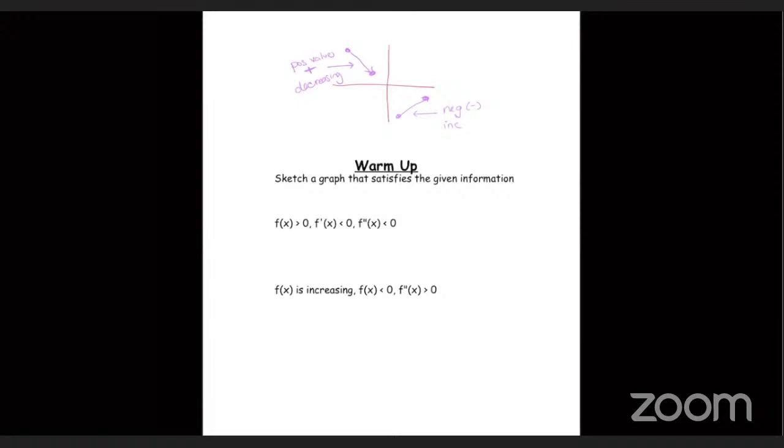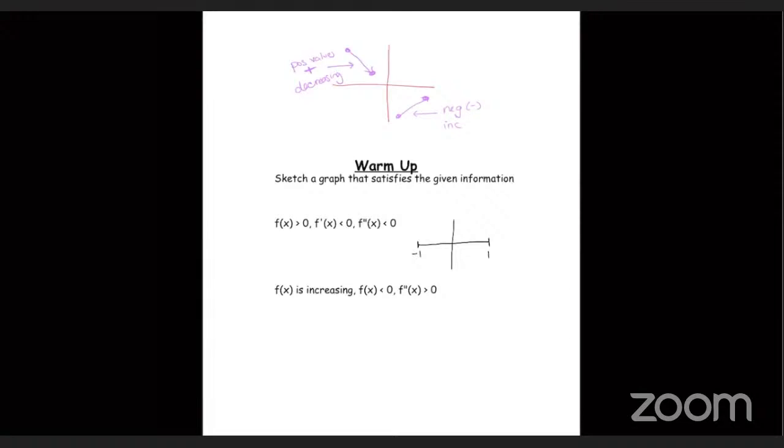So on that note, going to our warm-up here, it says we are going to sketch a graph that satisfies the given information. And I'm going to guide you to how you're going to do this on your assignment today, since I'm not there to help you. You're going to sketch this graph that basically goes from -1 to 1, and it's going to satisfy each of the given pieces of information.